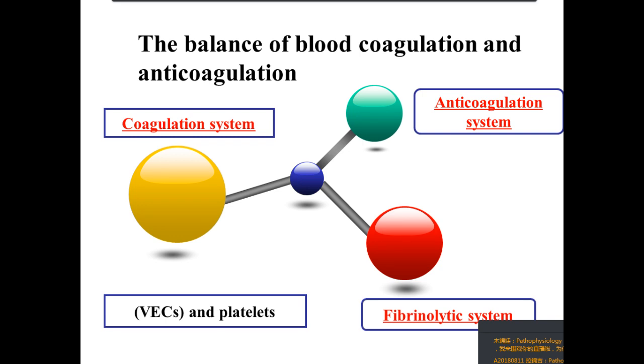The extrinsic coagulation pathway must have tissue factor. If there is tissue damage, tissue factor is released. Tissue factor moves into the circulation, and tissue factor and coagulation factor 7 form a complex. The complex activates coagulation factor 10. The next steps are the same as the intrinsic coagulation pathway. Now, this is the intrinsic and extrinsic coagulation pathway.